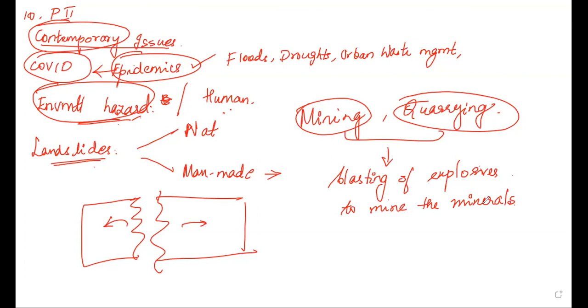So mining and quarrying. After that, as I've told you, construction of houses and resorts in unstable slopes. For example, we can talk about the Uttarakhand region, where there is a lot of religious tourism, and the Western Ghats region, where there is a lot of ecotourism.